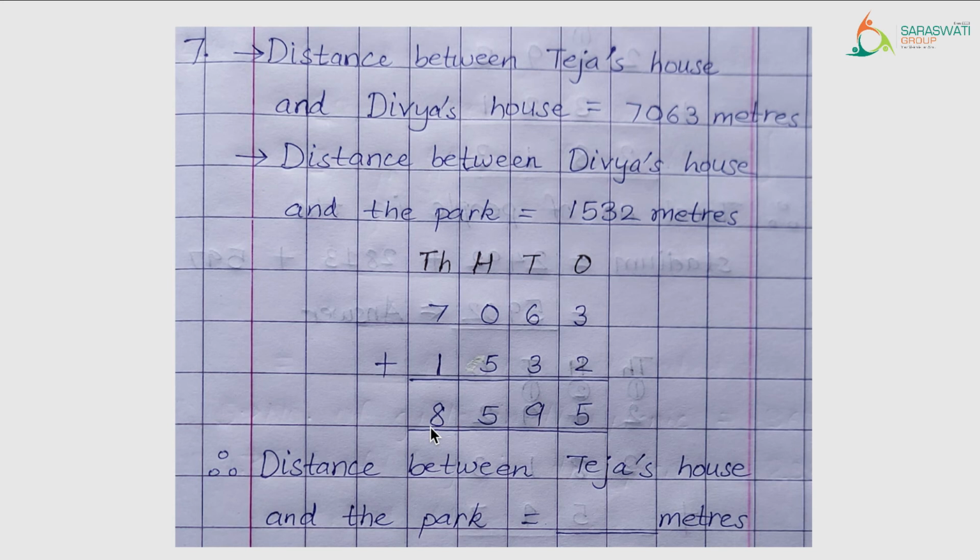And then the final statement, therefore distance between Teja's house and the park, and then equal to sign करके जो sum आपको मिला वो यहाँ पे, right? And then do not forget to write the unit, meters, right? So students, in this manner we will solve question number 7, right?